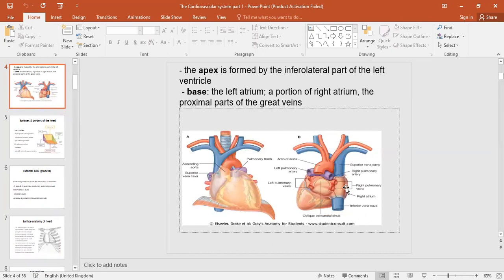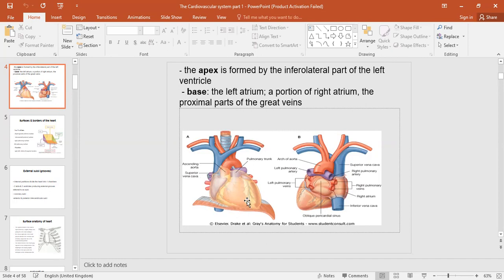Sulcus terminalis on the right atrium, coronary sulcus separating atria above from ventricles below. Then we have the anterior interventricular sulcus and posterior interventricular sulcus. So those are the surface features of the heart. Then on the surface of the heart, we're going to see blood vessels as well, arteries and veins. Here you can see those in blue, those are called veins. Those in red are arteries.